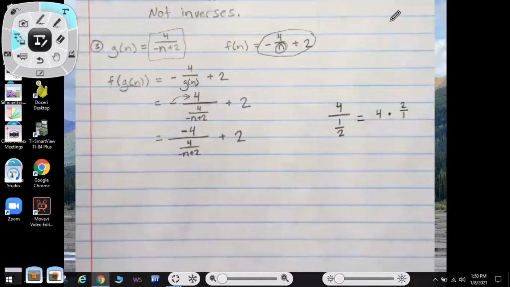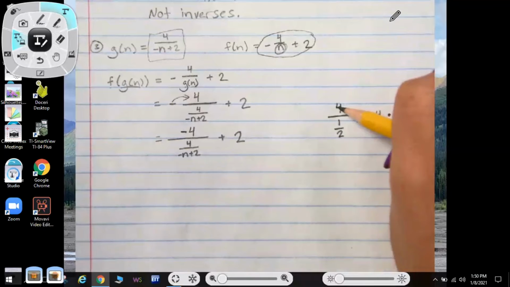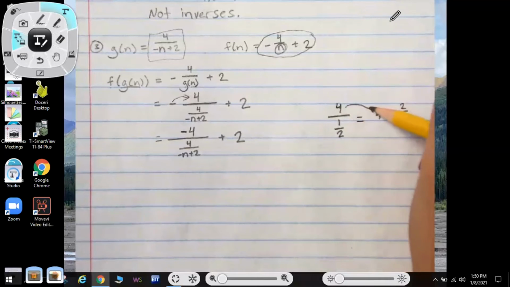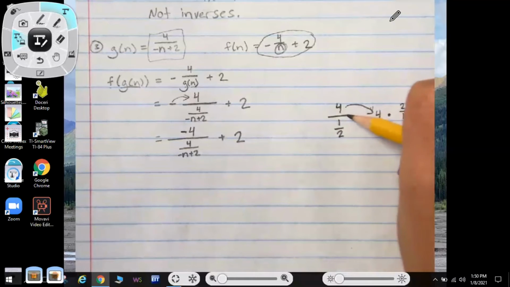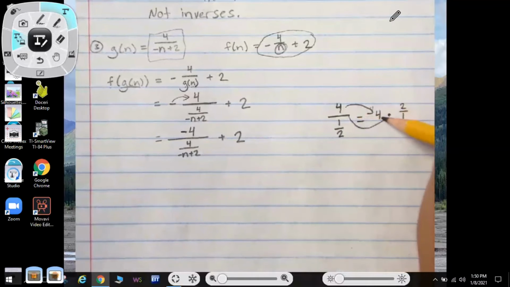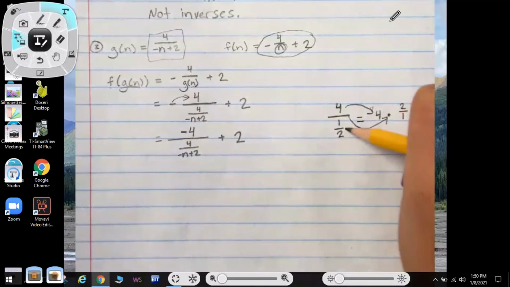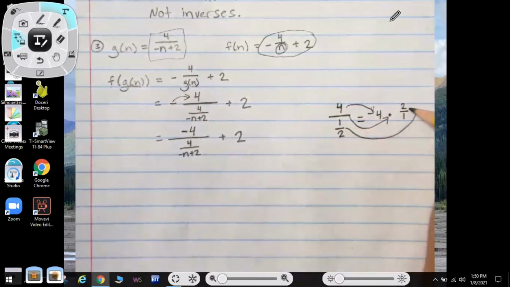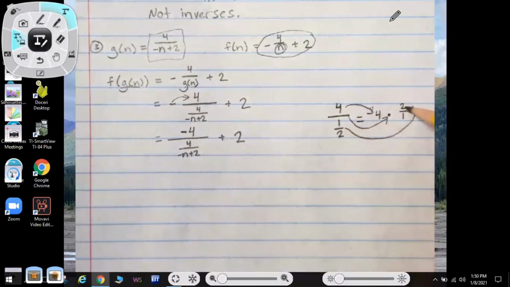So the numerator stays the same. It doesn't change. Division changes to multiplication, and then our fraction gets flipped. Instead of 1/2, now it's 2/1. So dividing by a fraction is the same as multiplying by the reciprocal of the fraction.